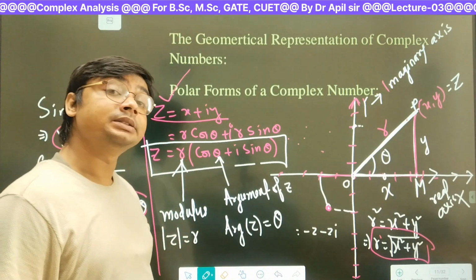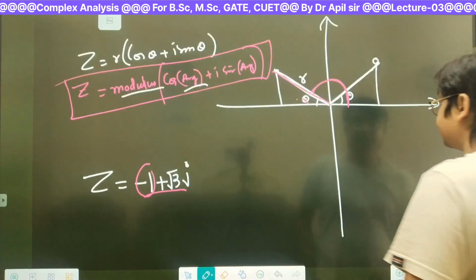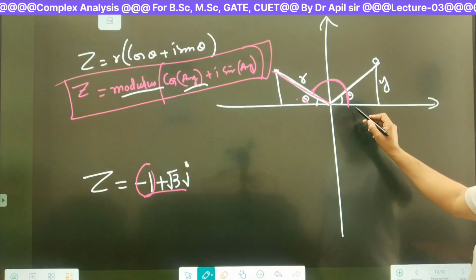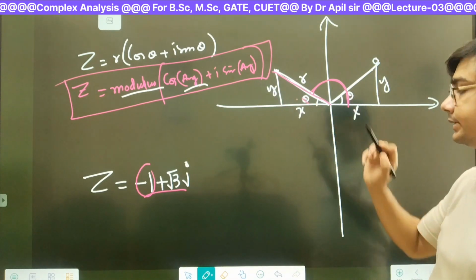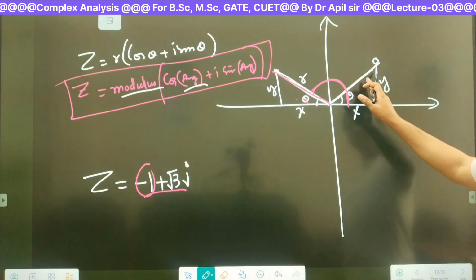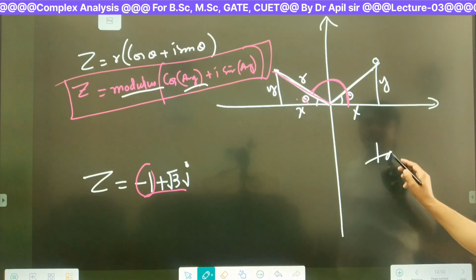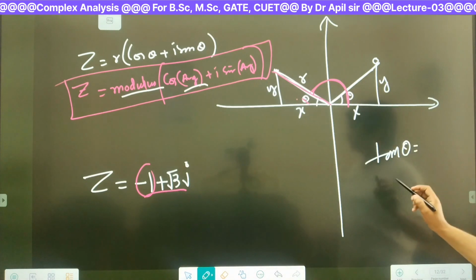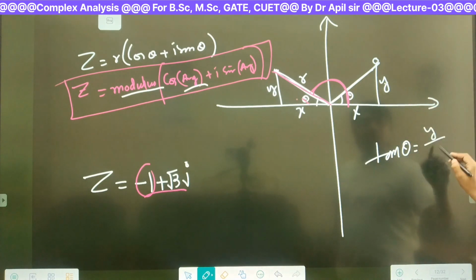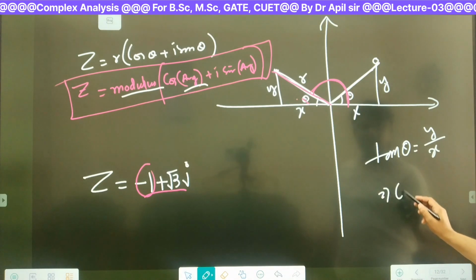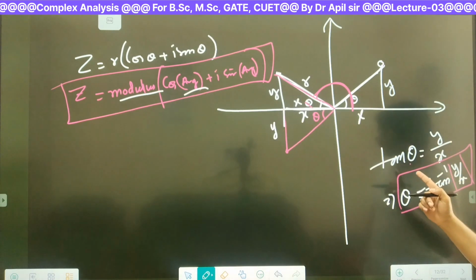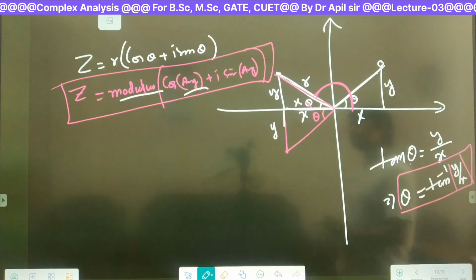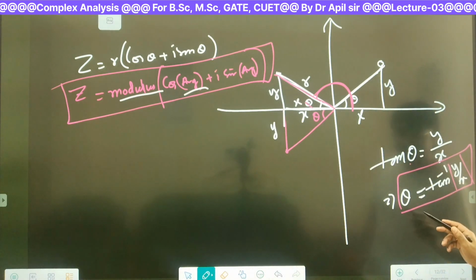But how can we find the argument of this complex number? Here you see, this is our x, and similarly here will be y, here will be x. So from this figure or this figure, what will be tan theta, guys? Tan theta will be perpendicular by base, that means y upon x. So theta will be tan inverse of y upon x, right? Now guys, we can easily use this formula to find this theta.